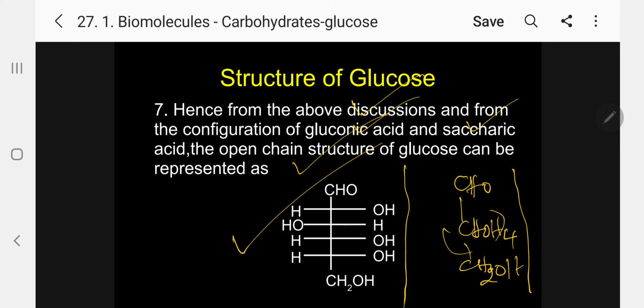The structure of gluconic acid was studied already, so that we are writing the structural isomerism as per the Fischer projection. Please follow.